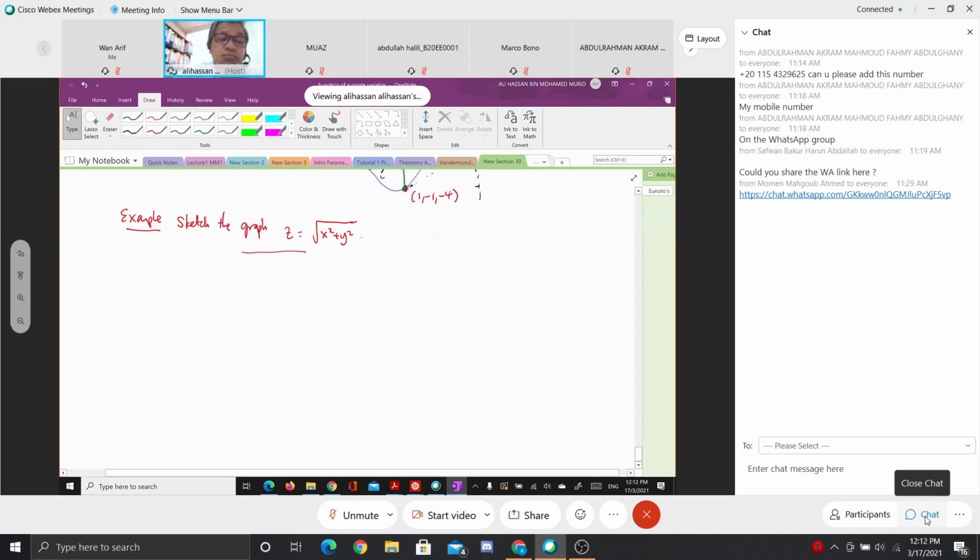What is the range? What is the domain? If I call this f(x, y), the domain of f is all real numbers, isn't it? Because x squared is always greater than or equal to 0, y squared is also greater than or equal to 0. So it is defined for all real numbers x and y.